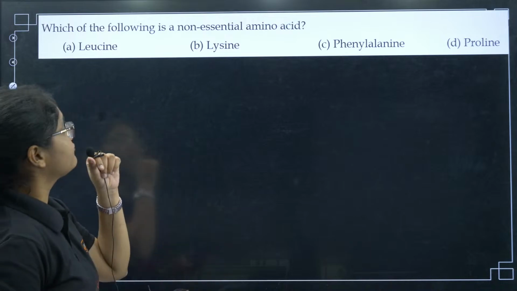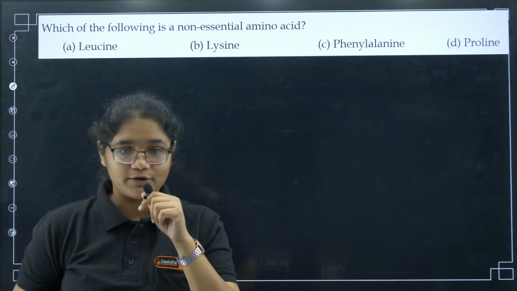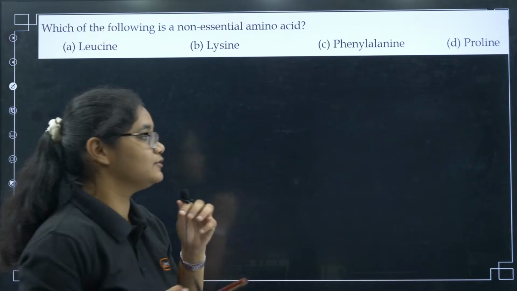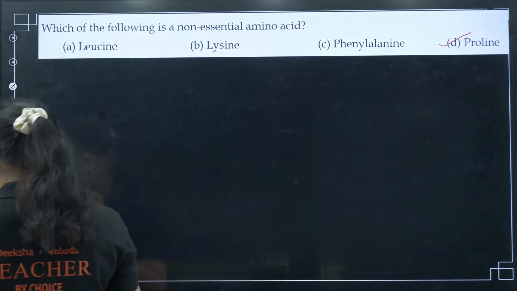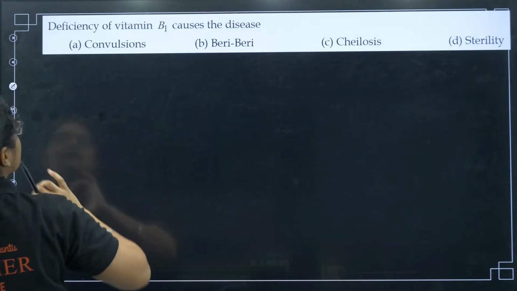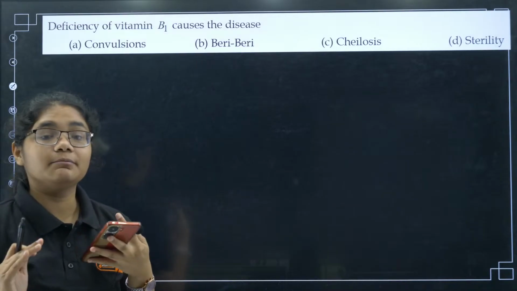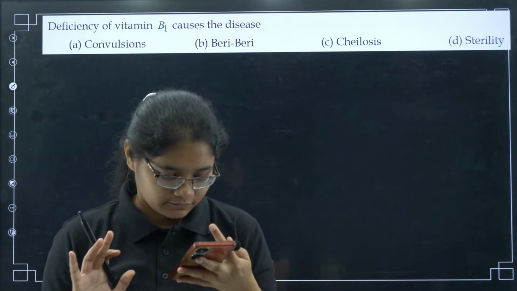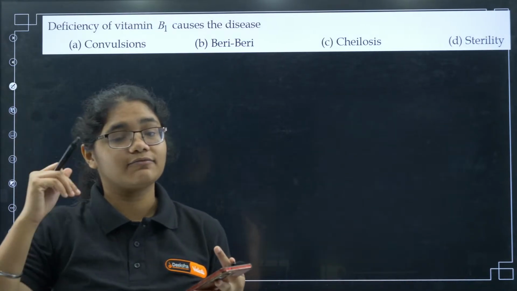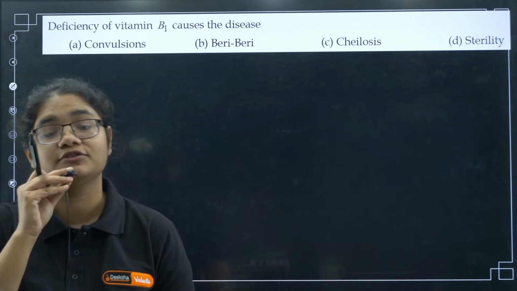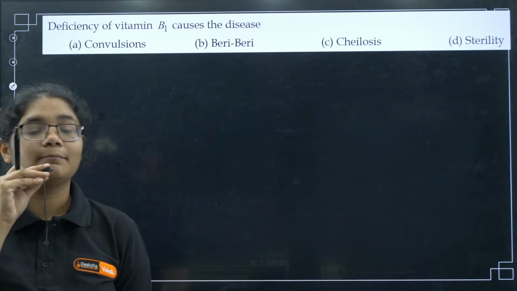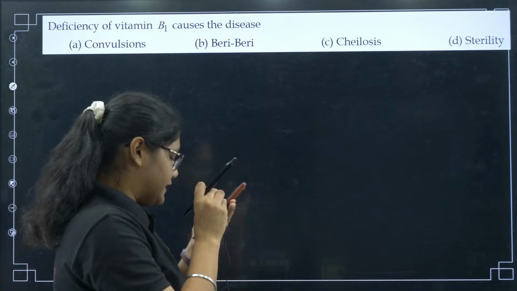Which of the following is a non-essential amino acid? There are 10 amino acids. The non-essential amino acid is phenylalanine, option D here. Okay. Next, deficiency of vitamin B1 causes which disease? Vitamin B1, this is very important. Every year questions have been asked from deficiency diseases. So please mark this correctly, and tell me it is B.